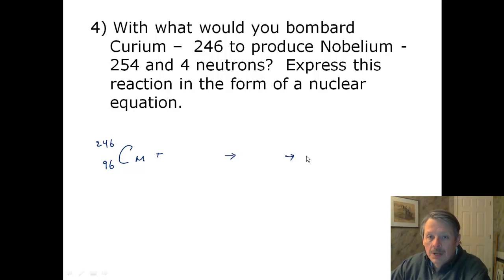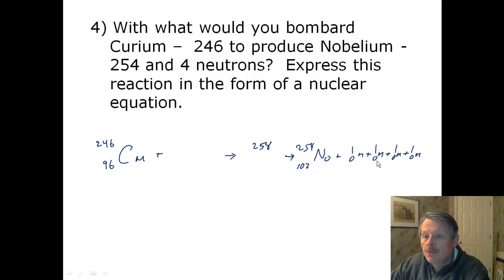Now let's see what we've got to do. We're doing nobelium, which is No, and it's 254, and nobelium is number 102, and it says we have 4 neutrons. So 1 0 N plus 1 0 N plus 1 0 N plus 1 0 N. So let's look at what our numbers are on top. Over here we've got 254 plus 4, or 258 over here. Now we've got 102 on the bottom plus a bunch of zeros, so 102.